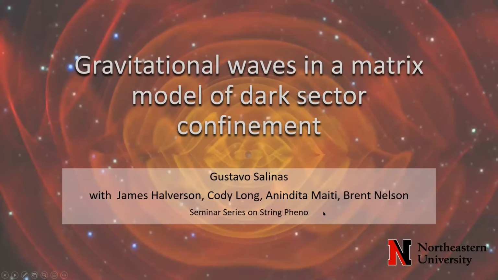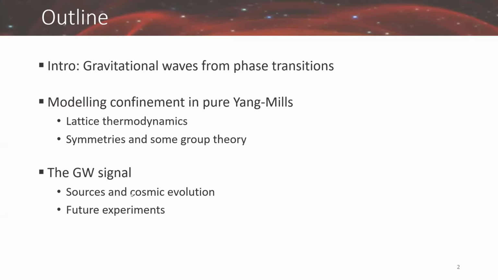As you probably noticed from the title, the word pheno should be much bigger than the word string for my talk. String only comes in as the motivation for the pheno. So I'll first introduce gravity waves and describe how they can be produced in phase transitions. Then I'll describe how you can model Pure-Yang-Mills dark sectors by mentioning some facts about lattice thermodynamics and describing the symmetries of the model along with some group theory. Finally, I'll show how to calculate the gravity wave signal from the confining phase transition, which are the possible sources, and how the cosmic evolution of the universe is relevant for the signal, and also describe future experiments.